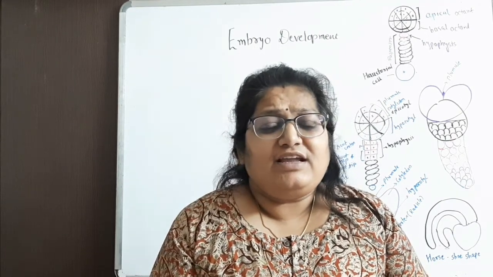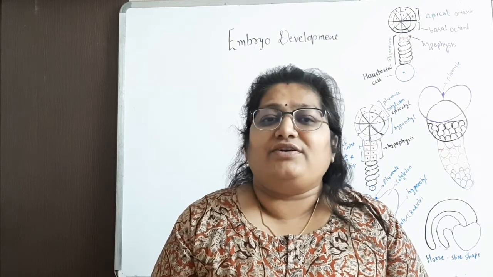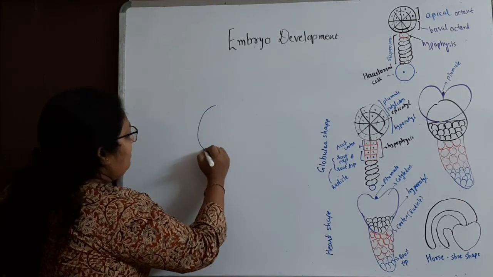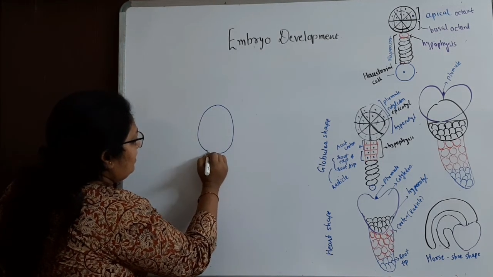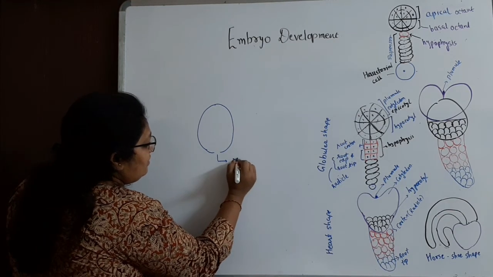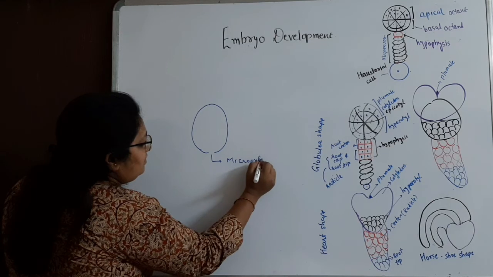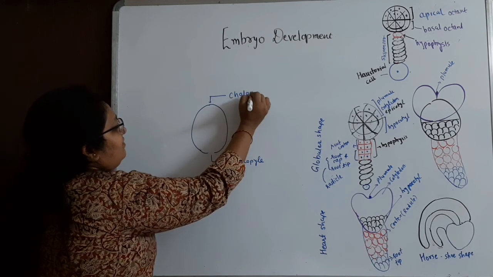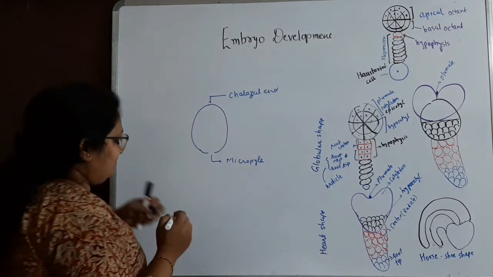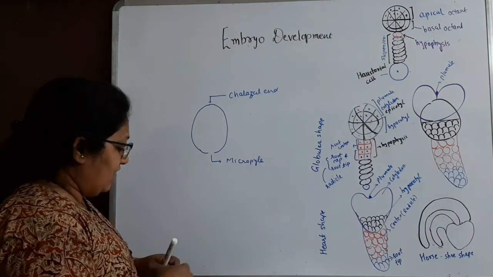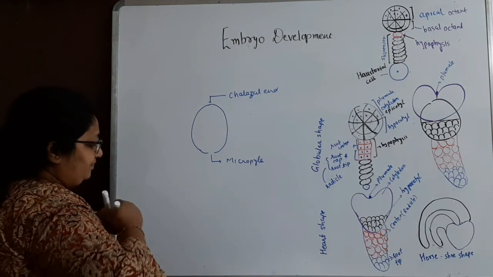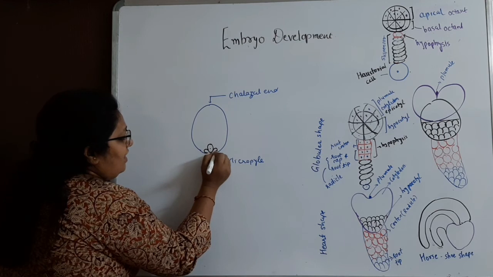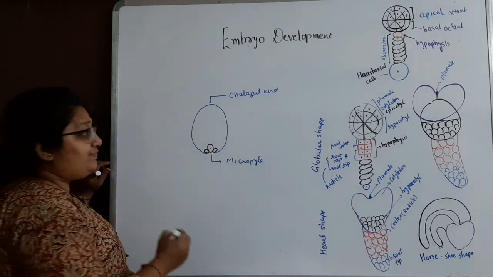Manisha Patel. In the previous lecture we discussed double fertilization. Let's revise it. So this is the embryo sac. This is the micropyle. Opposite to the micropyle there is the chalazal end. Now we know that towards the micropyle there are three cells, one egg cell and two synergid cells.